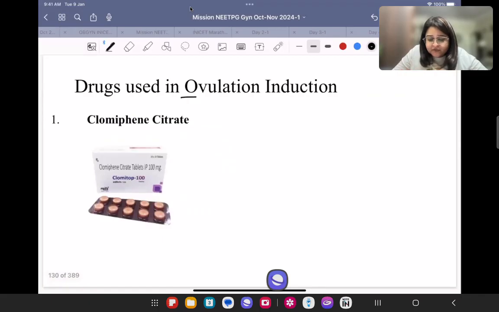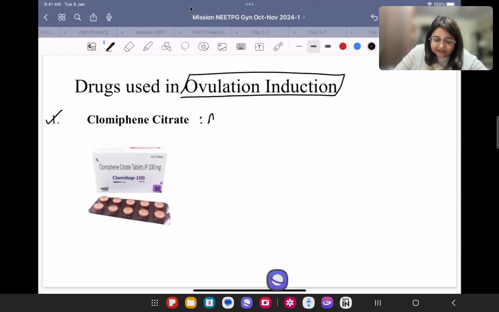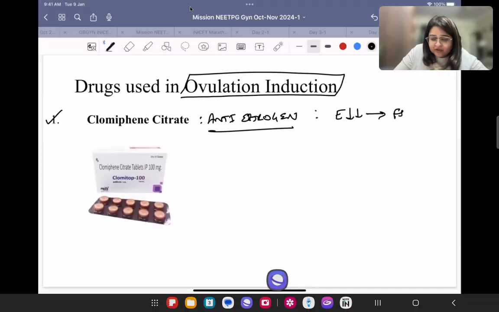Now, what are the drugs we use in ovulation induction? One of the first drugs we ever used was clomiphene citrate. Okay, clomiphene citrate is a drug which is basically an anti-estrogen. So the mechanism of action is anti-estrogenic. मतलब वो estrogen levels कम करेगा. Estrogen levels कम होंगे तो क्या होगा? FSH levels बढ़ेंगे. FSH levels बढ़ेंगे, that means multiple follicles will start getting recruited.